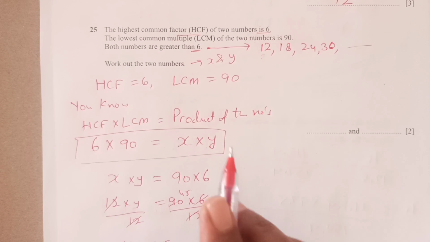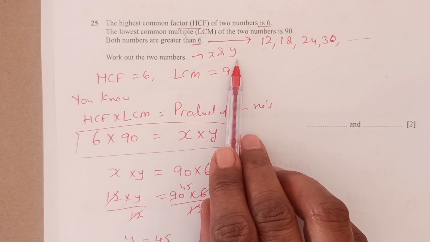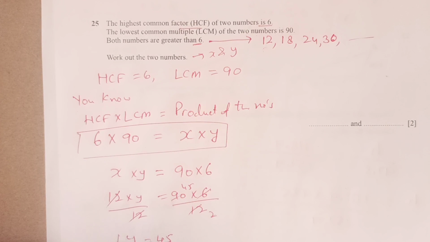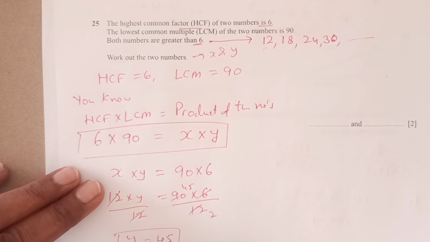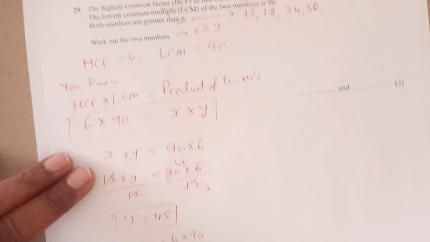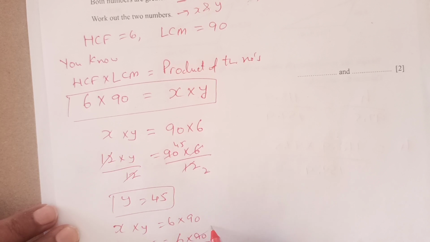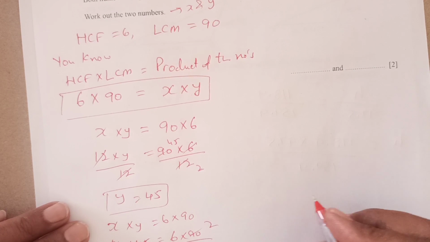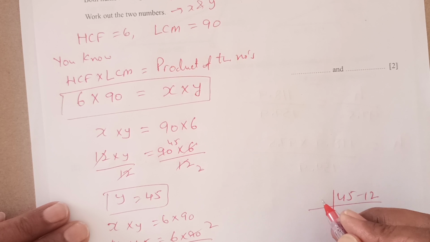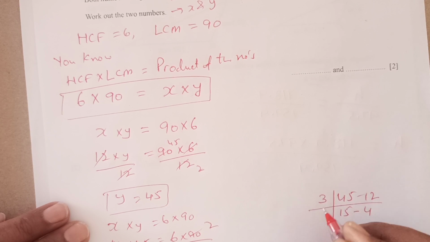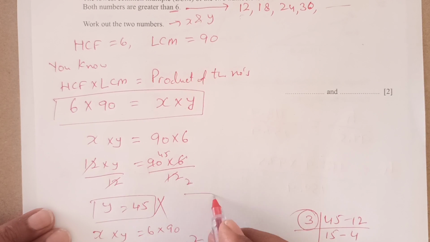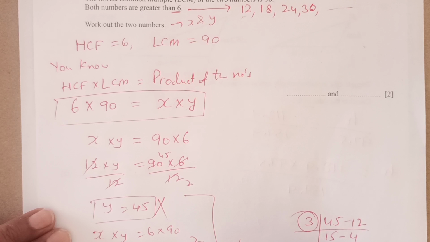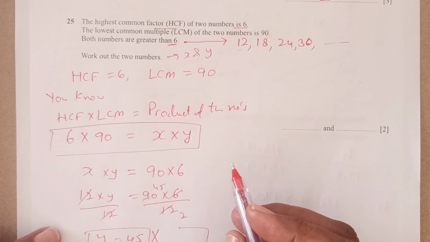So if I take y as 45, then let's see what x is. x times y is 6 times 90, so once y is 45, then x is 6 times 90 over 45, which is 12. So if I take 45 and 12, let's see the HCF: it is divided by 15, 3 times 4. So the HCF is only 3. That means this is not possible. So we can try another number.